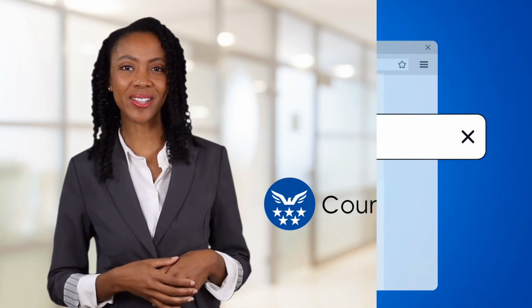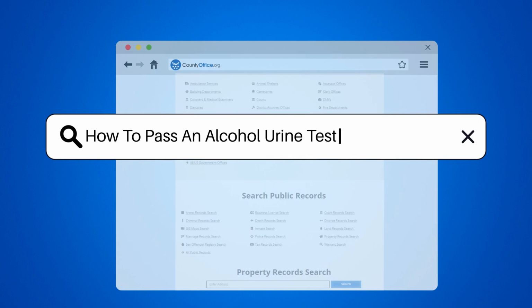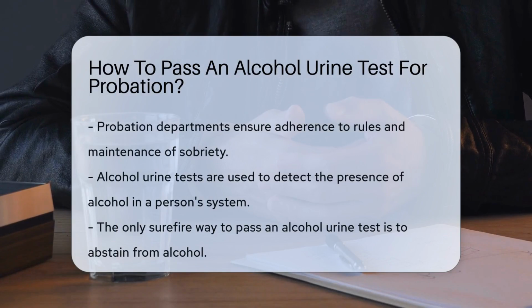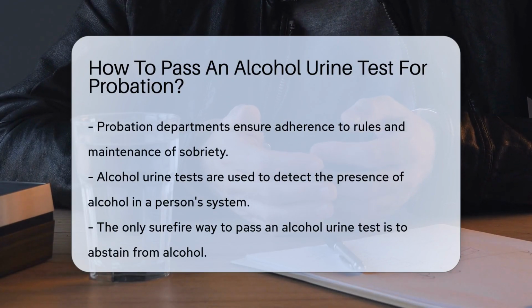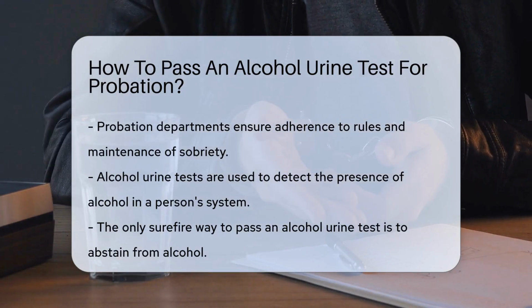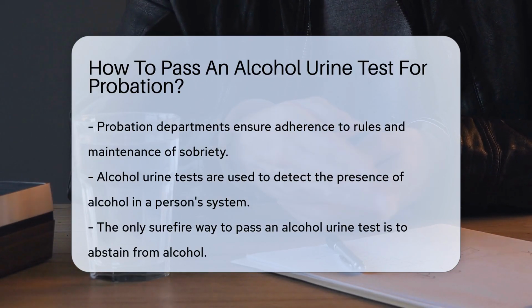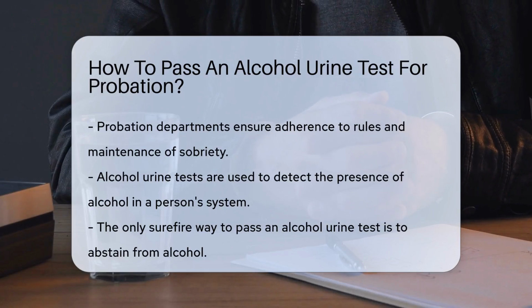Let's get started. How to pass an alcohol urine test for probation. Probation departments are there to ensure that those on probation are adhering to the rules and maintaining sobriety. One of the ways they do this is through alcohol urine tests, which can detect the presence of alcohol in a person's system. So how does one pass such a test?